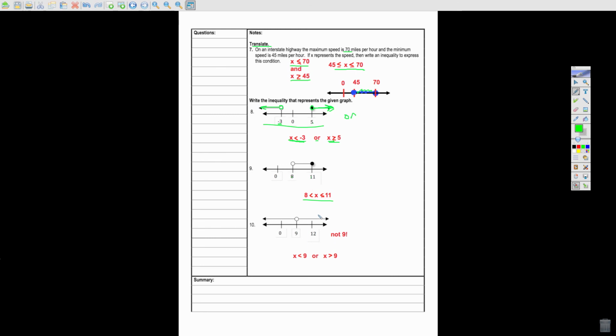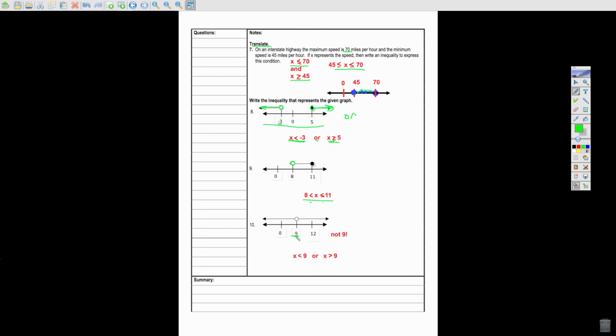All right, let's try the next one. You got 8 and 11, so you know x is going to be between 8 and 11. This is an open circle, so that's going to be just a less than sign. And you have a full circle, that's going to be a less than or equal to sign. The numbers are 8 and 11.